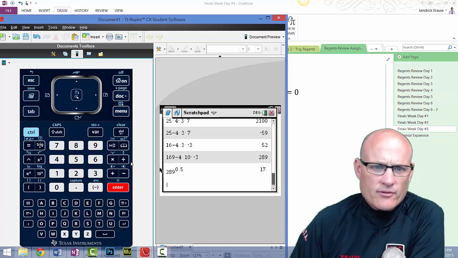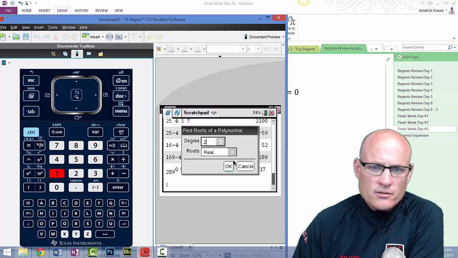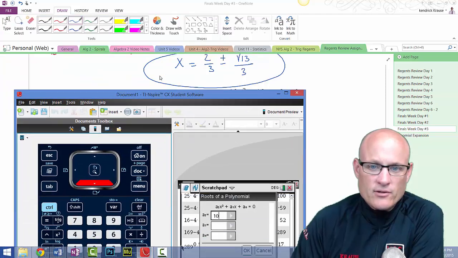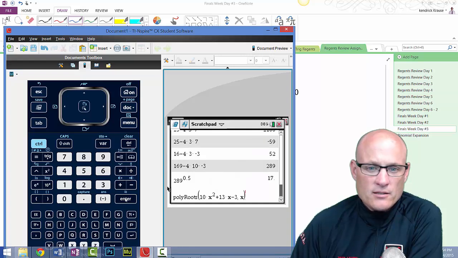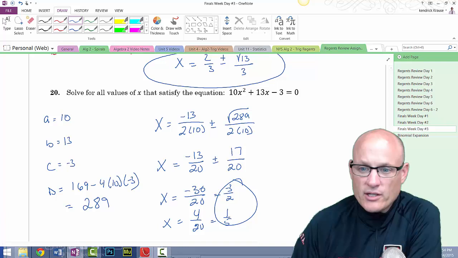10, 13, -3. So menu 3, 3, 1, 10, I forgot already, 13, -3. So -3/2 and 1/5. There they are. All right, almost done, kids.